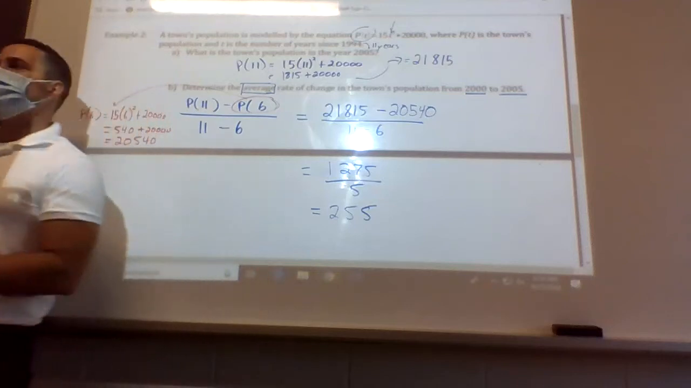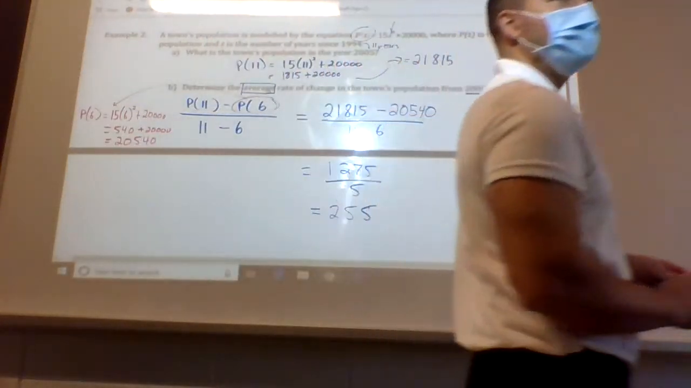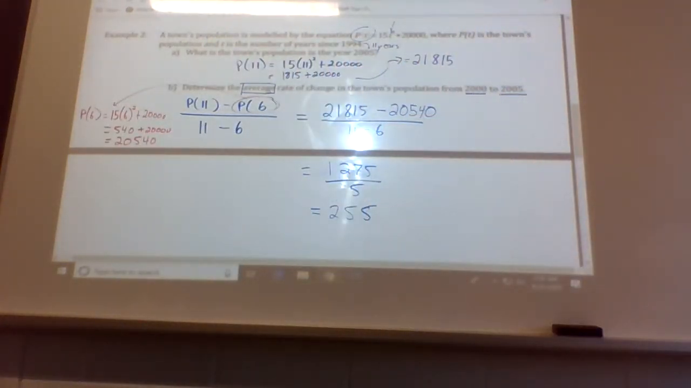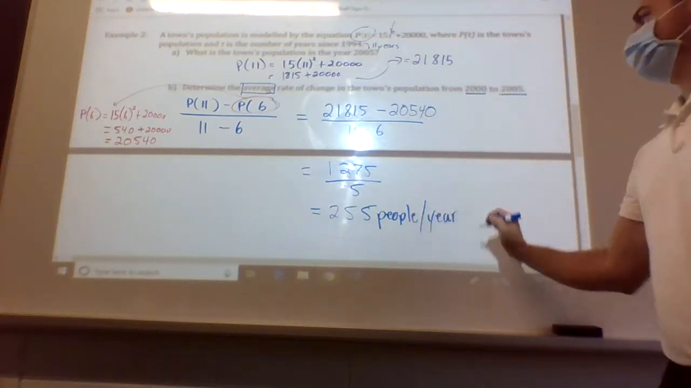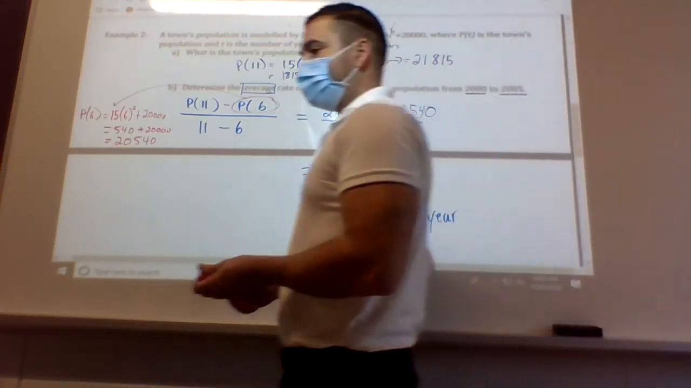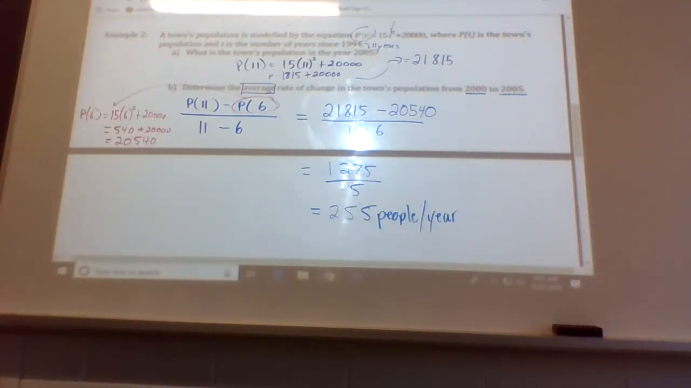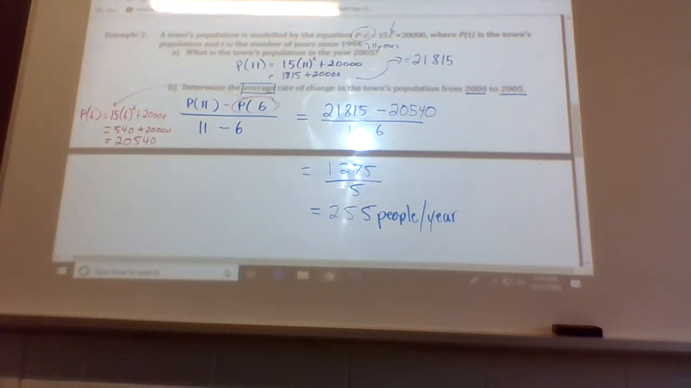255 what? Rate change has units. What are my units here? What would be my units? Population per year. Okay, don't say population. What would it be then? Well, population is what? People. People, yeah, people per year. Okay, so it's growing by 255 people per year. Questions? We get to the last one.